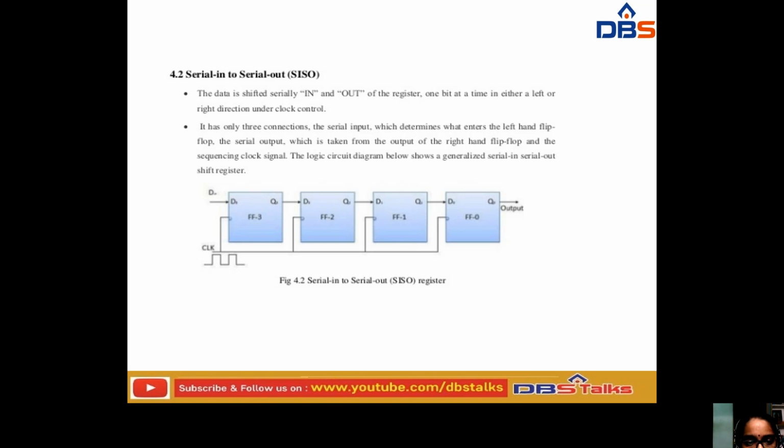This is a serial in, serial out register. If you have observed this serial in, serial out register, it has only 3 connections. That is serial input, which determines what enters the left-hand flip flop, and the next one is serial output, which is taken from the output of the right-hand flip flop, and the third one is the clock signal. What are the 3 connections it is having? Input, output, and clock signal.